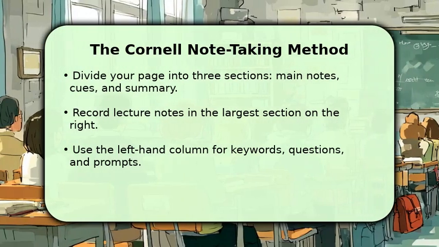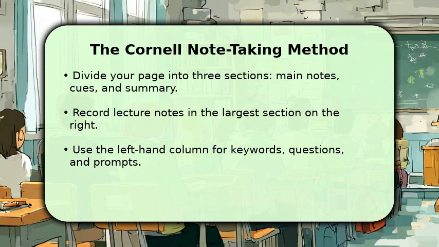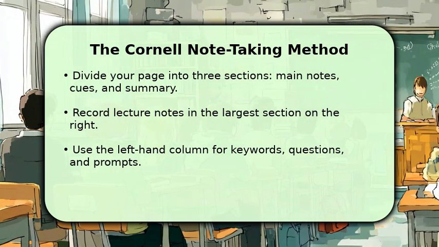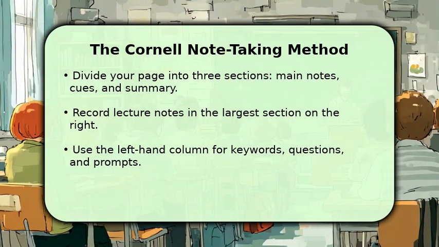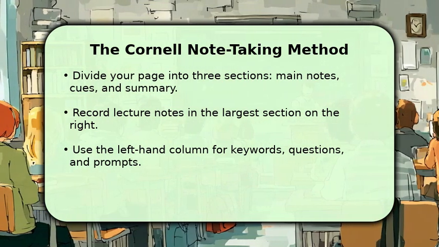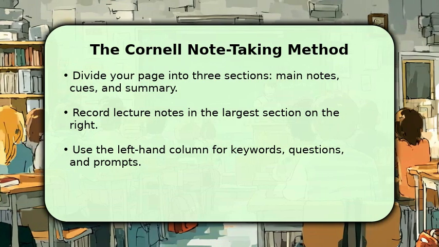Next, let's explore the highly effective Cornell note-taking method. This technique involves dividing your page into 3 distinct sections: a large main notes area on the right, a narrower cues column on the left, and a summary box at the bottom.